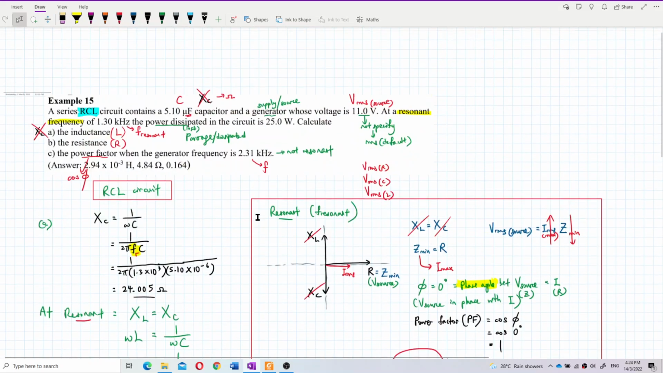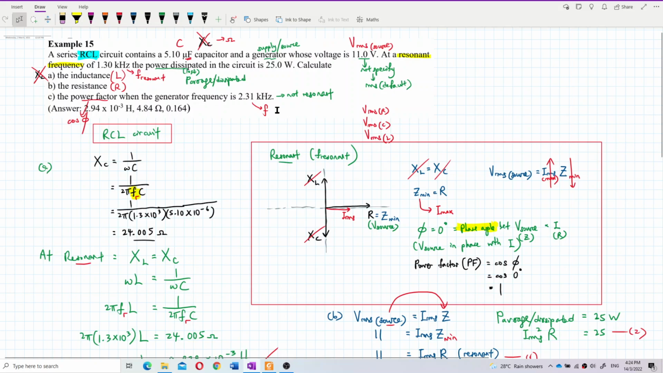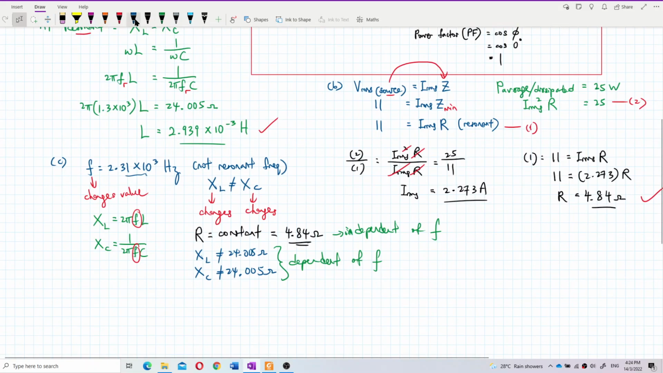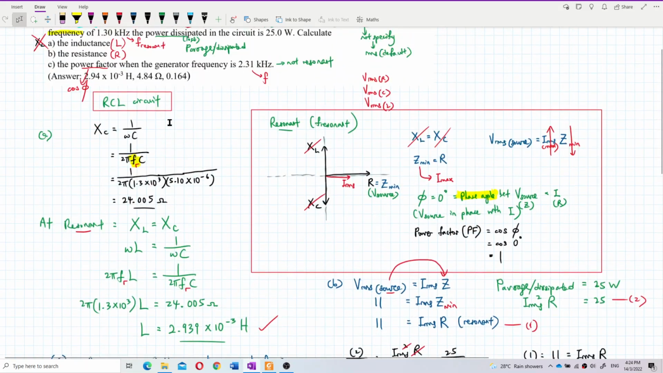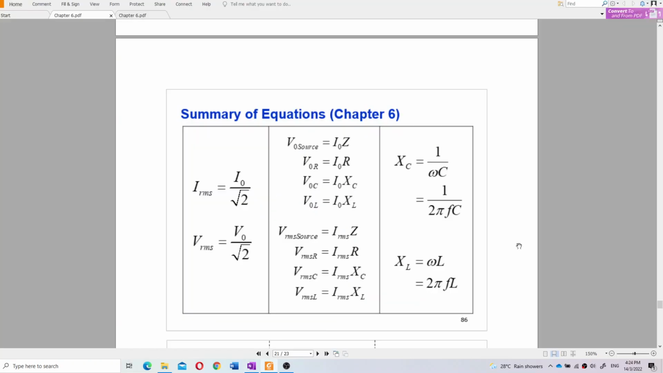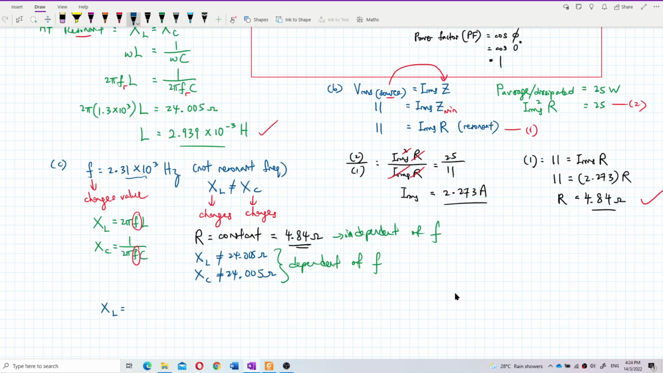Okay. Since you have a new frequency, I think you need to find a new XL and XC already. Yeah, I need to find the new XL and XC to find the power factor. So find XL first. What is XL? XL is omega L or 2 pi FL. So I need to find the new value of XL.